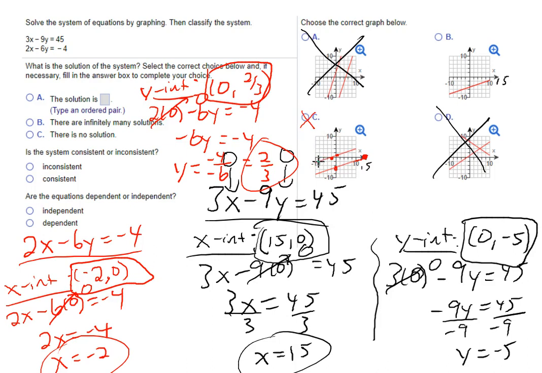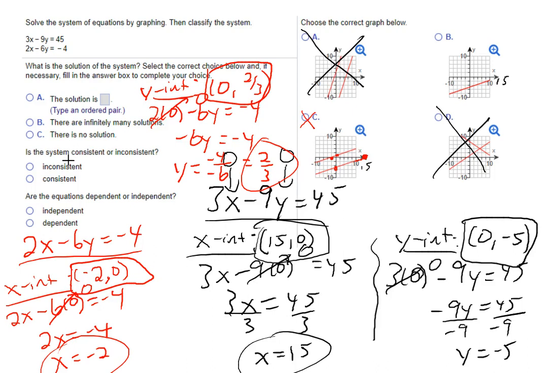Another way you might figure out the correct graph would be to solve each one for y, and then look at the slopes, and you'll see that the slopes are the same, which means the lines have to be parallel. So it's either going to be A or C, and then by looking at the y-intercepts, you'd figure out that C would have to be the right one.